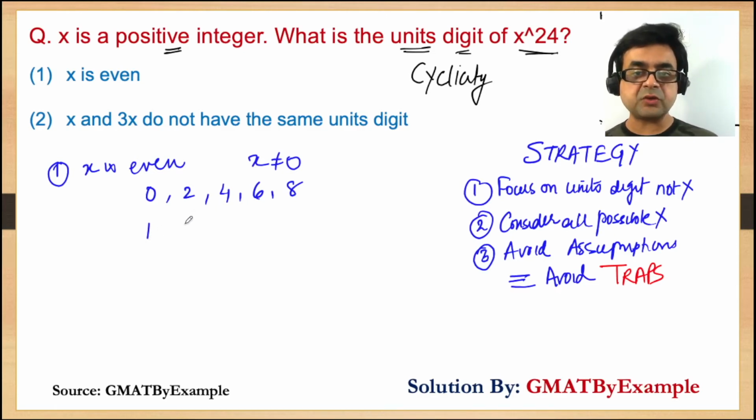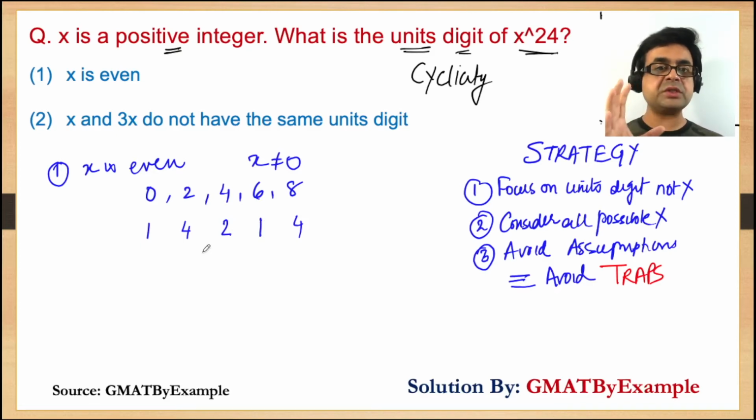The cyclicity for 2 is 4, which means the units digit repeats after every fourth power. For 4 it is 2, for 6 it is 1 again, and for 8 it is 4 again. So let's calculate the units digit for something x to the power of 24.